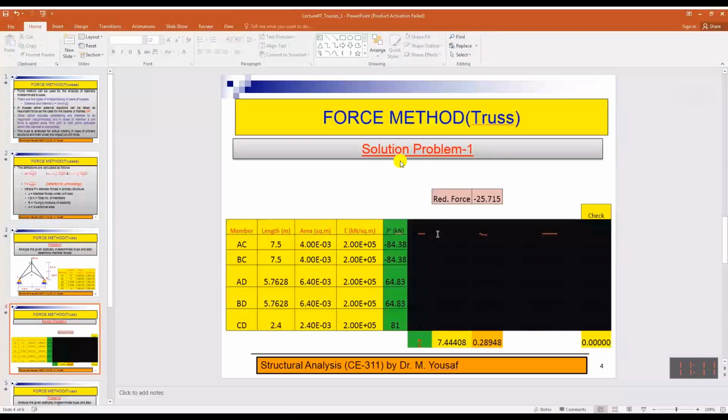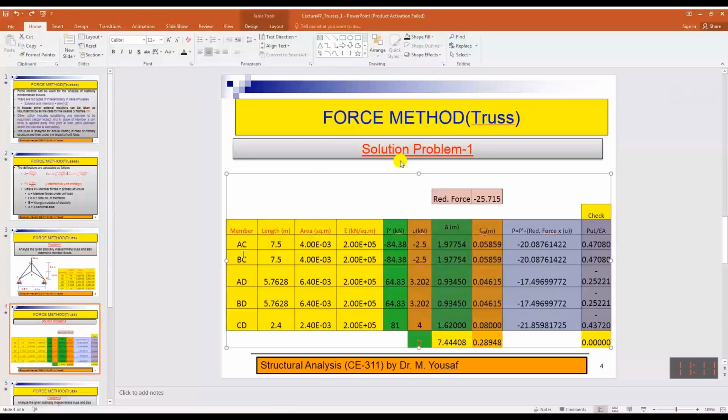Due to unit force, in AC it is minus 2.5. See it and you may verify it. BC is 2.5, AD and BD are the same, 3.2, and in CD it is 4. If you see some discrepancy, that should be corrected, everybody.